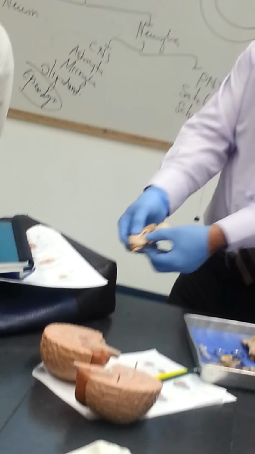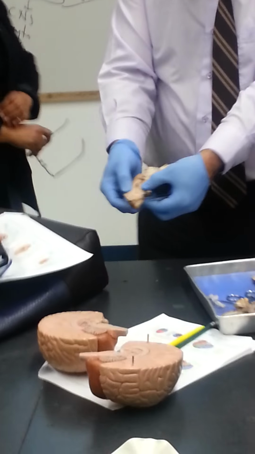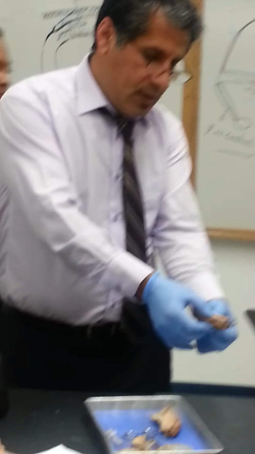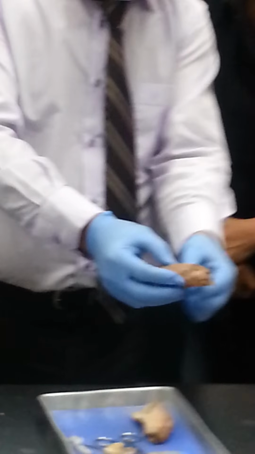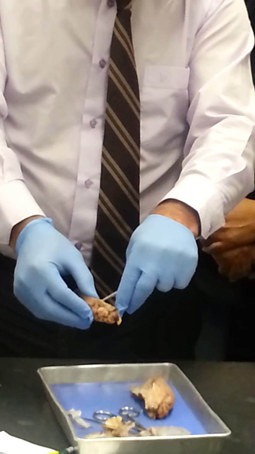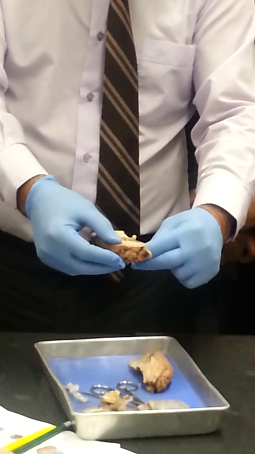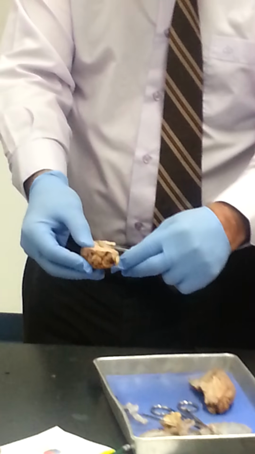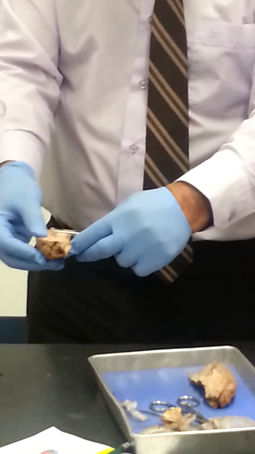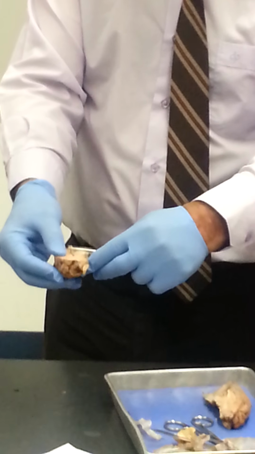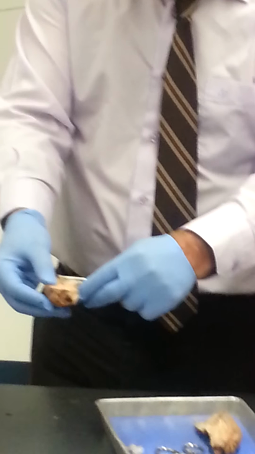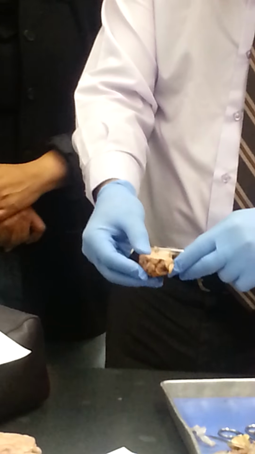This is one lateral ventricle. All right? And this is the choroid plexus. Is that in the ventricle? Yes. All right? This is your lateral ventricle.